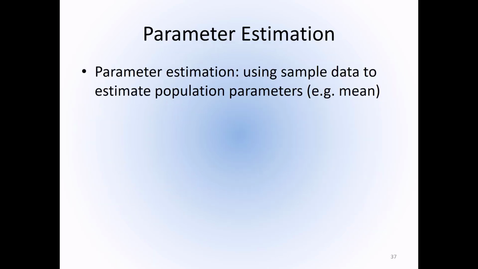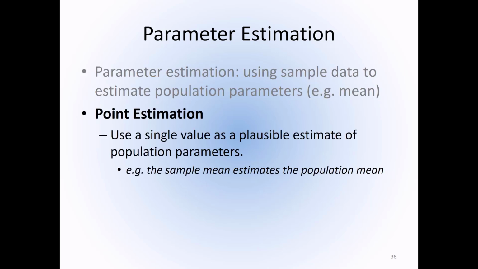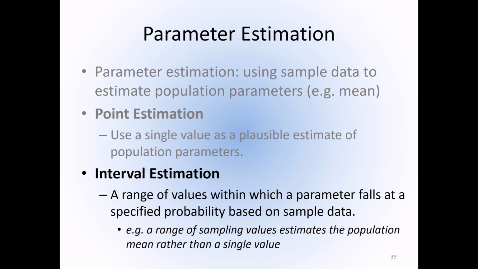So, getting to the theme of this lecture, parameter estimation is using sample data to estimate our population parameters, and we can use distributions like the t-distribution to do so. Now, for parameter estimation, there are two key components that we're going to discuss in detail in the next lecture. The first of which is point estimation, which is just a single value that is our estimate for the population parameter, so maybe our sample mean estimating the population mean, and also interval estimation.